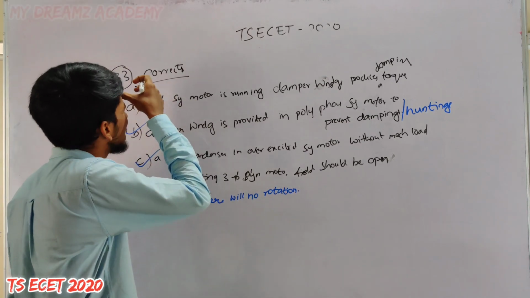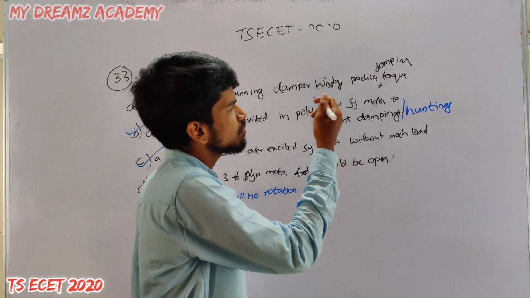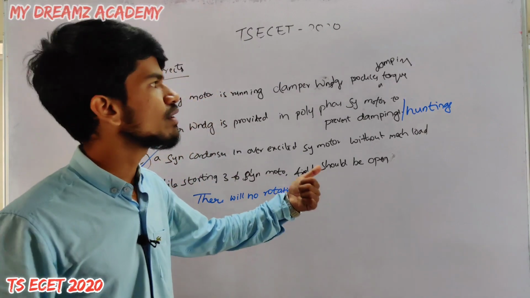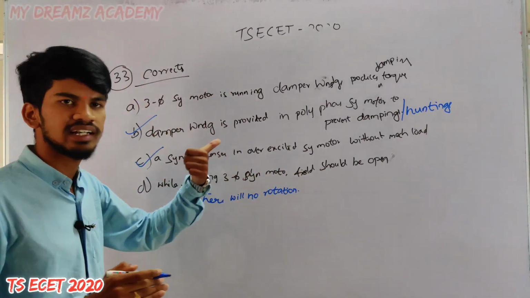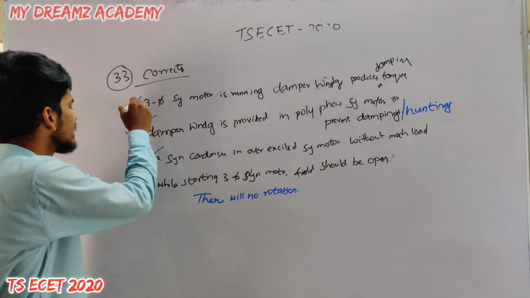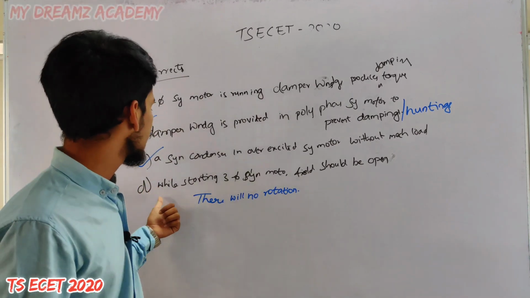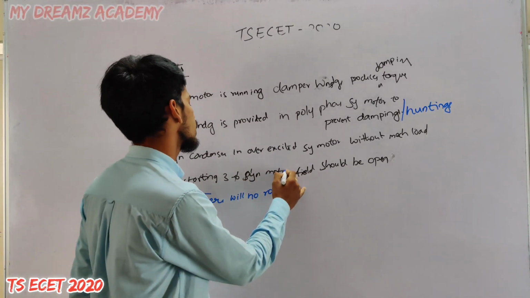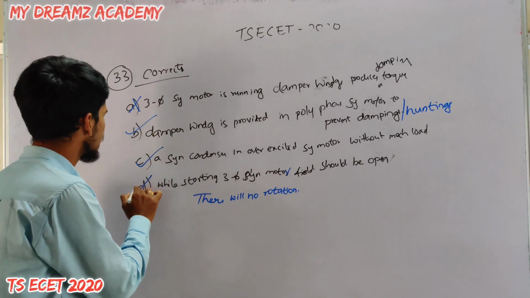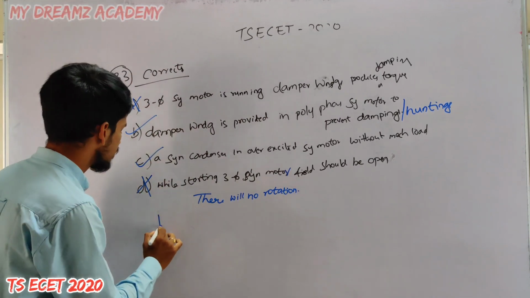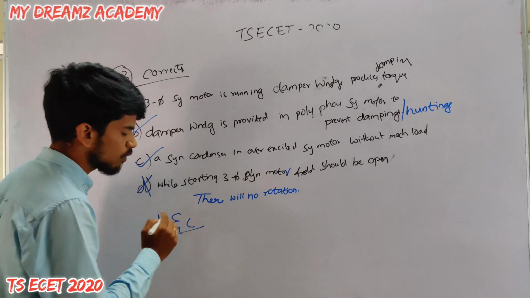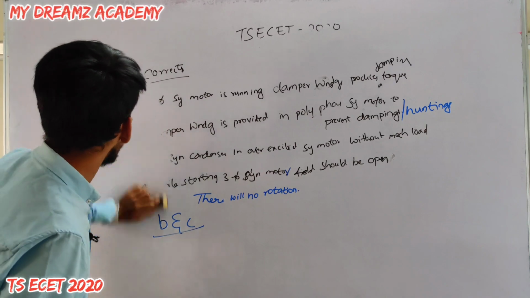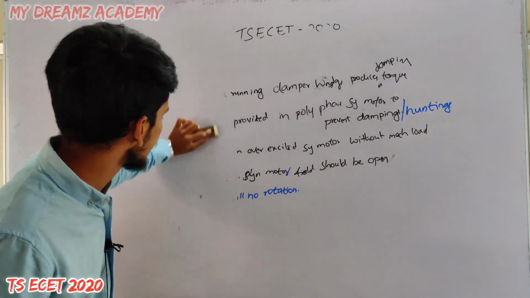We will go for option A. In a three-phase synchronous motor running, damper winding provides damping torque. Damper windings are placed to prevent hunting, not to prevent damping torque. So our option A is eliminated. And if we see option D, if we apply this condition to a synchronous motor, it will not start. So our option D is also eliminated. So our right options are B and C only. Next one, our question number 34. What is question number 34? We will see.